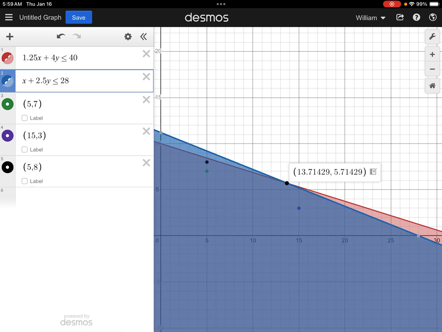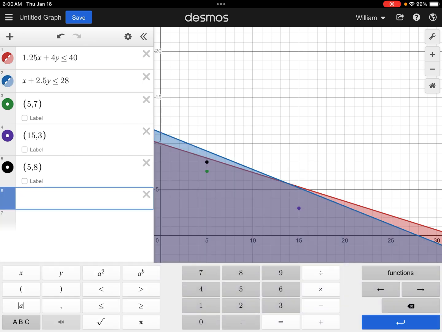Right here where they intersect, that's not viable because you don't have a whole number. I'd have to round that down, like 14 and maybe 5. That would probably work. So if I plot 14 and 5, that's in the viable region. Okay, and that's what you do.